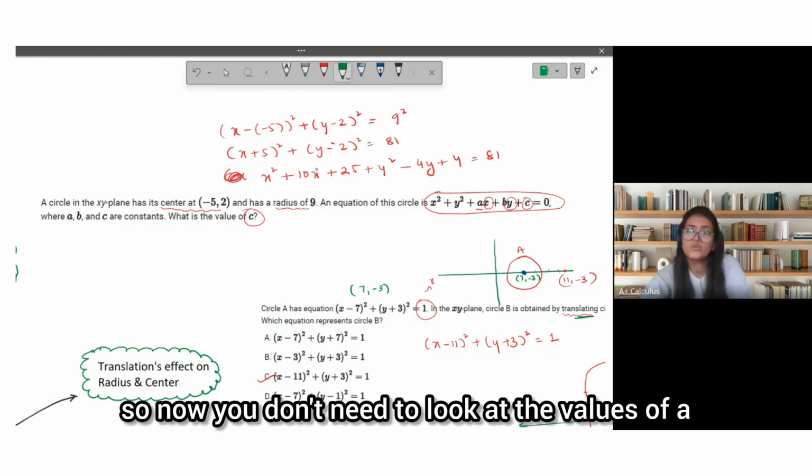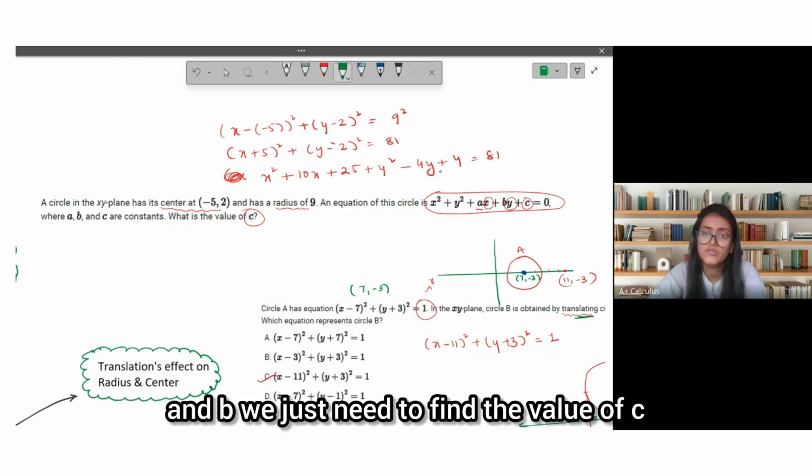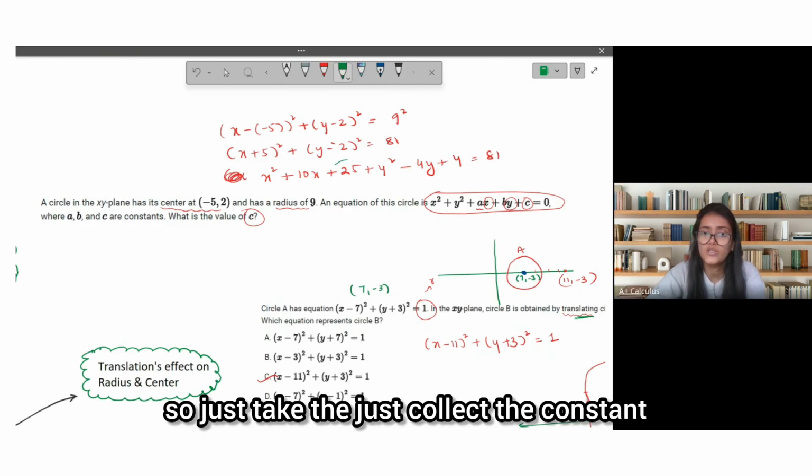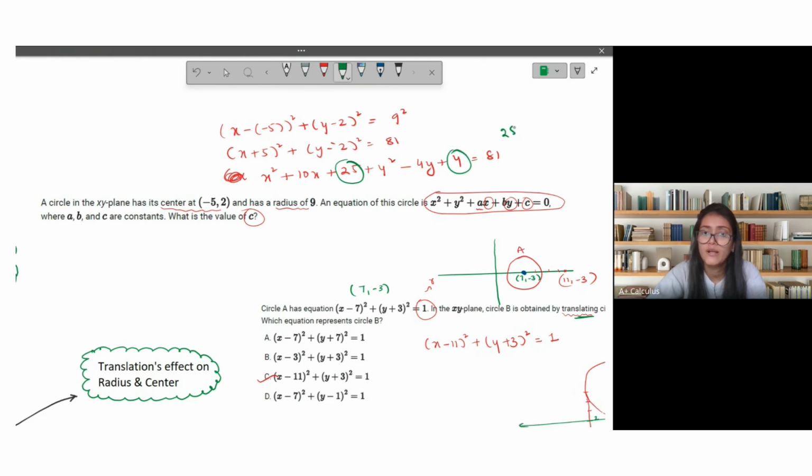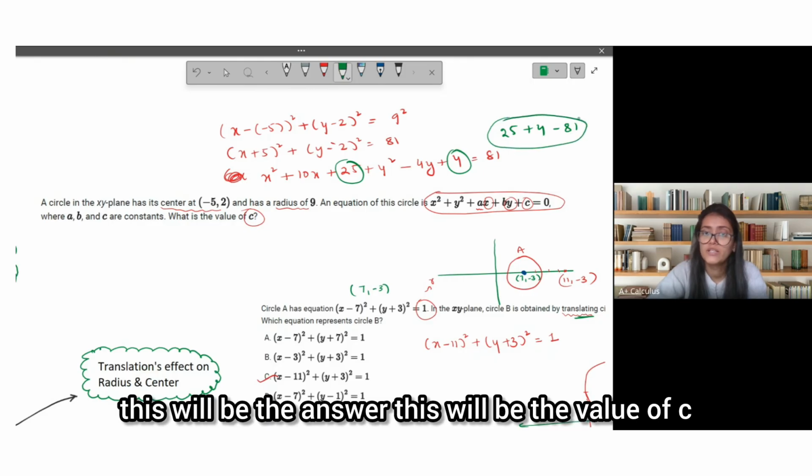So now you don't need to look at the values of A and B. We just need to find the value of C. So just collect the constant term. So 25 plus 4 minus 81. This will be the answer. This will be the value of C.